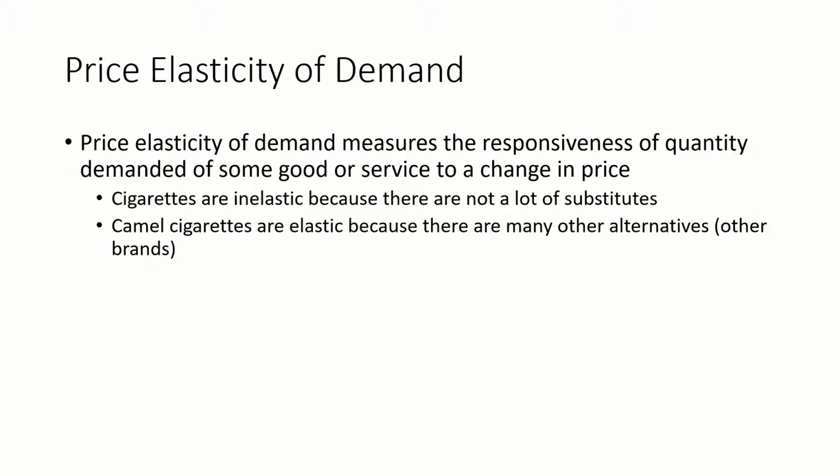A good is elastic when there is a response in demand to a change in price. An example of this would be Camel cigarettes, because there are many other brands that will provide the same satisfaction to a smoker. Therefore, if Camel raises their prices, consumers will just buy more of other brands.